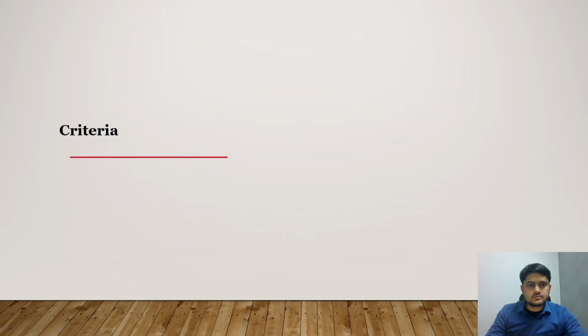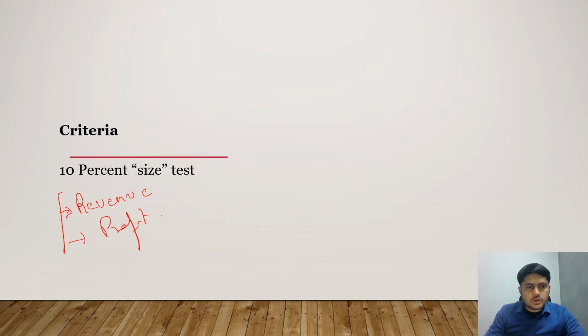Moving on. Now, what is the criteria? This criteria is called the 10% size test. What is the 10% size test? We have to check whether there is any segment which has more than 10% of the total revenues of the company, the total profit or loss of the company, and the total assets of the company.